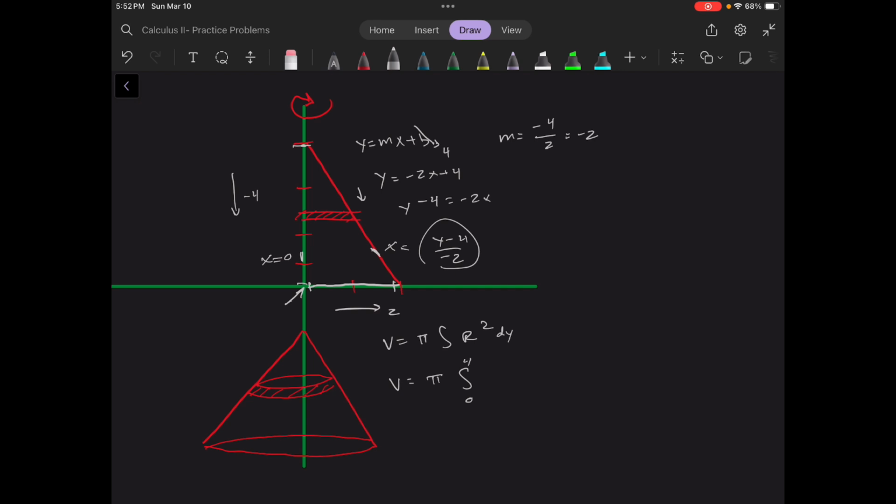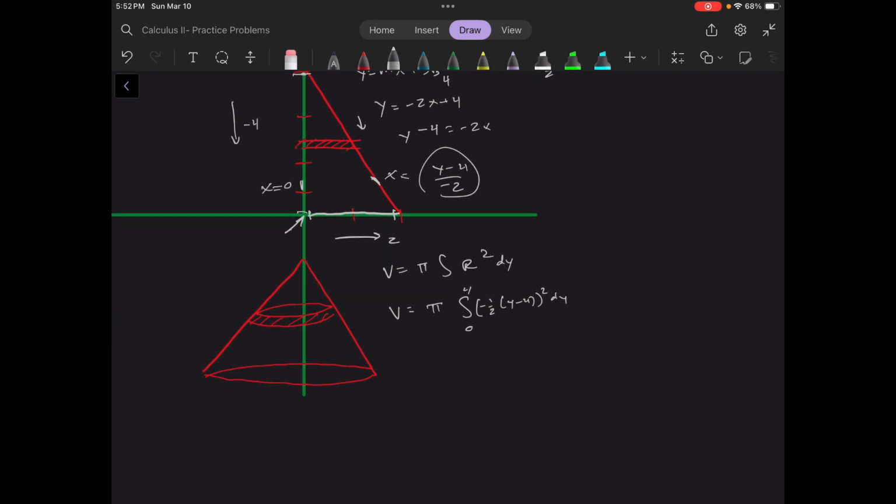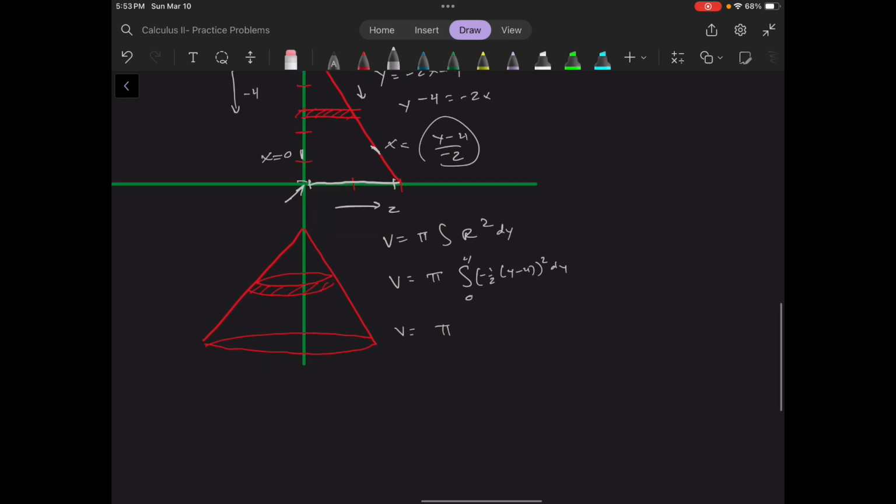Let's square -1/2 (y minus 4) dy. Now at this point, your professor may allow you to just use the calculator to solve these integrals. This one I'll do by hand, but they pretty much will stop caring about whether or not you can do this integral, right? Because you should definitely be able to do this integral if you got this far in calculus, right? So, but let's just do it.